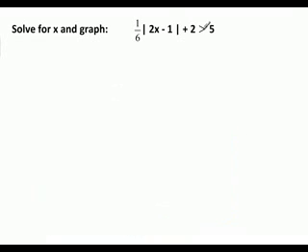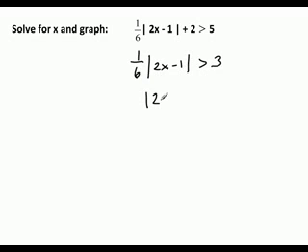Let's try another one. Again, this is an OR problem, but my absolute value isn't alone, so I'm going to do a little bit of work first. First thing I'm going to do is subtract the 2 from both sides. It's going to give me a positive 3. Don't ever distribute into an absolute value. It's not the same as a parenthesis. If I have a 1/6, I can multiply both sides by positive 6, which gives me 18.